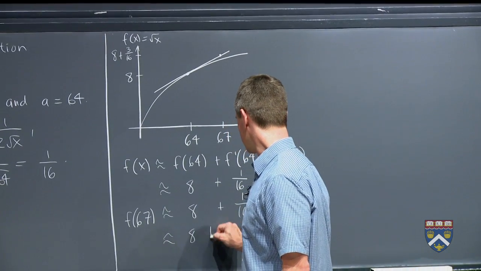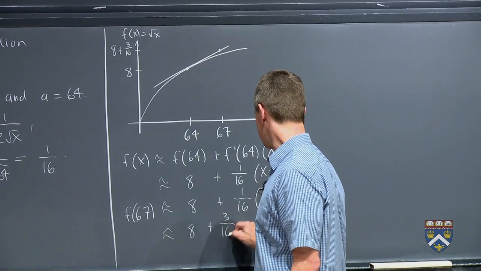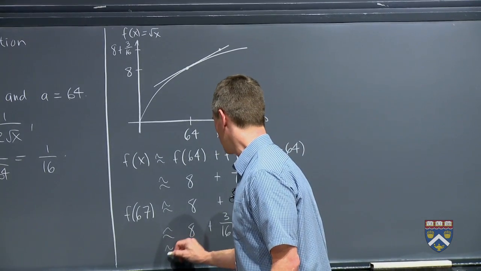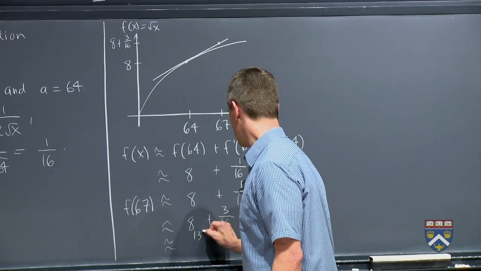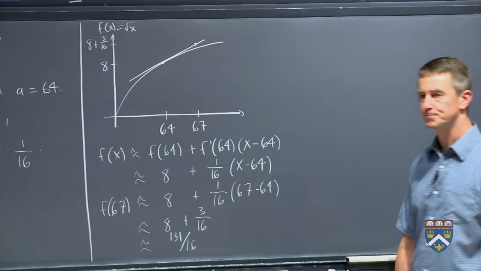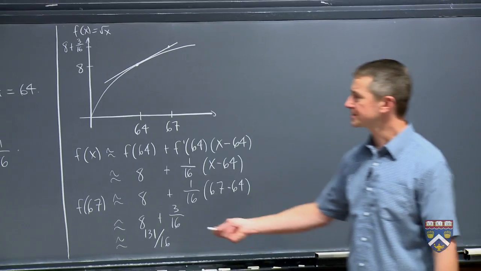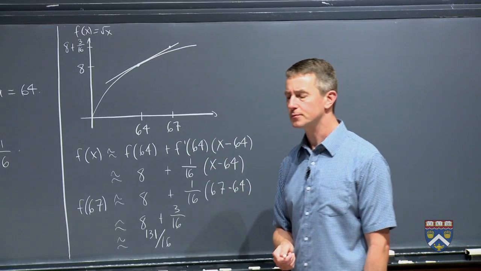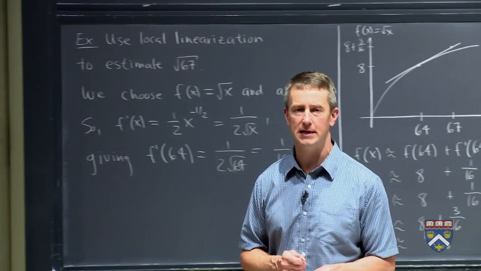That's 8 plus 3/16. And if we wanted to write it all in one nice fraction, that's 131 over 16. So that would be our estimate for the square root of 67. If you were to put this into your calculator, you could see how close it is.